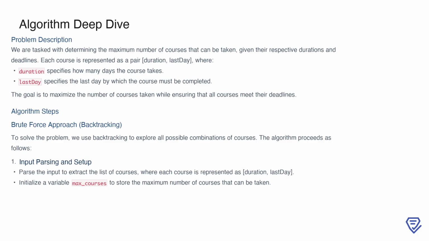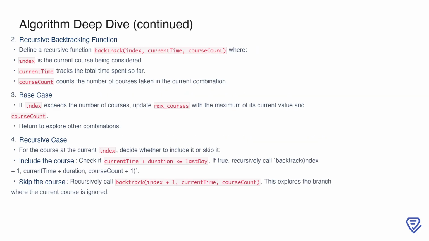First, we parse the input to extract the list of courses as pairs of duration and deadline. Next, we initialize a variable, max_courses, to keep track of the maximum number of courses we can complete across all possible combinations. This sets up the foundation for our algorithm, allowing us to explore all potential subsets of courses systematically. The core of our brute force approach is a recursive backtracking function.